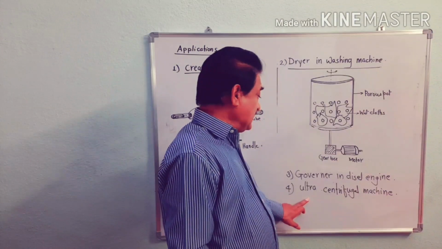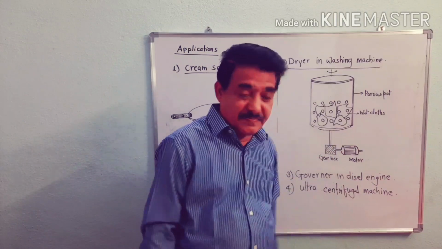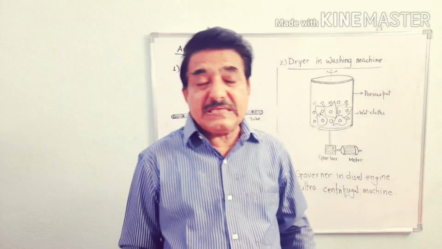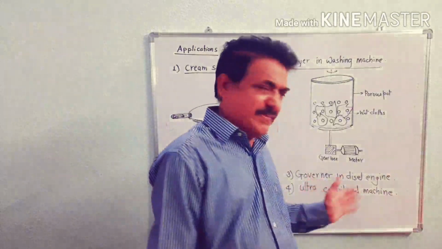And the fourth one is the ultra centrifugal machine. So this device is used in a pathology lab.